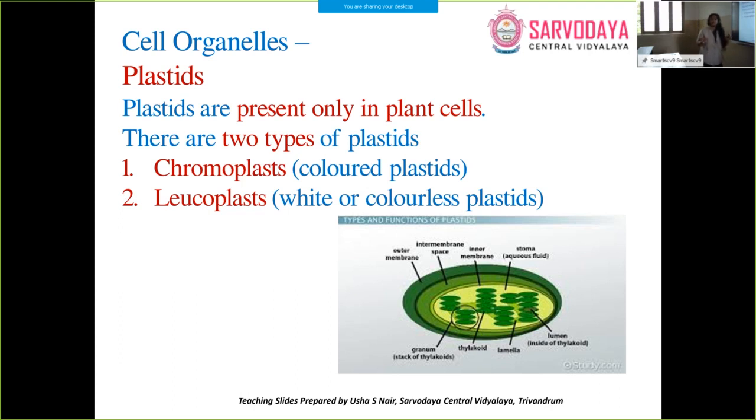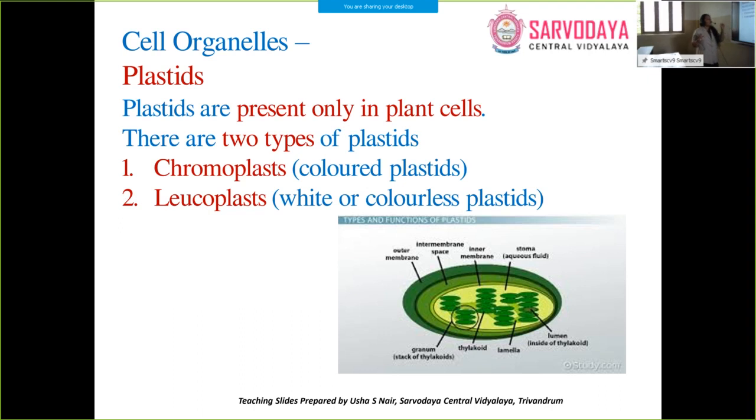Now plastids are of 2 types. One, chromoplasts, colored plastids. They are normally seen in leaves, flowers and fruits. They have pigments called xanthophyll or carotene, which give colors like yellow and orange. You must be wondering, my God, the teacher is saying so many things. Don't worry, this will all be given. As I said, chromoplasts are colored plastids.